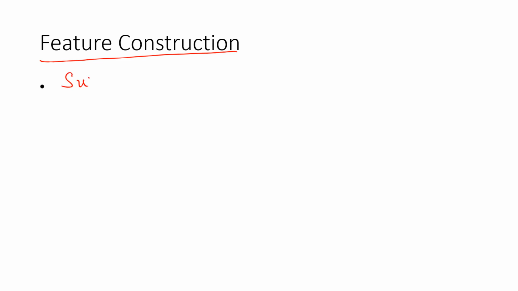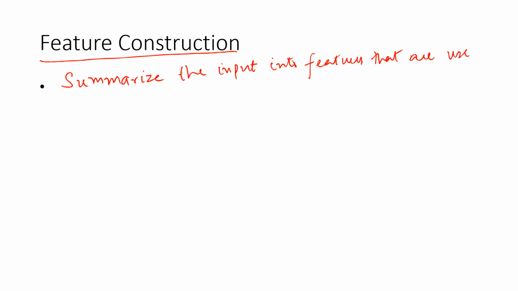And so we can summarize the input into features that are useful for classifying digits. So basically summarize what we have, summarize the input into features that are useful. And I'm going to elaborate on what that means. That's important: features that are useful for classifying digits, or useful for the problem at hand.